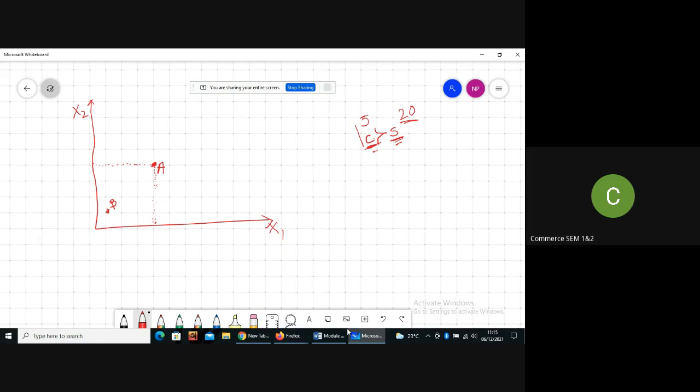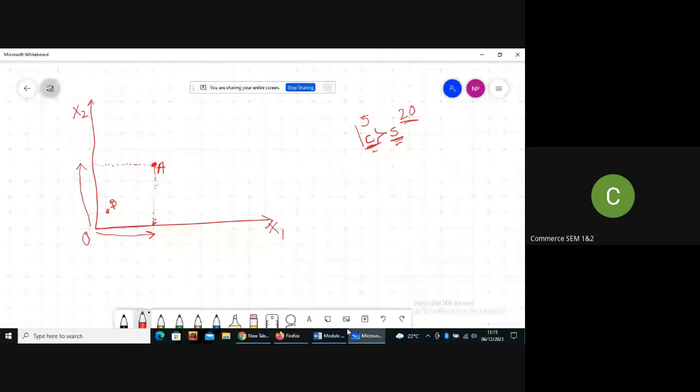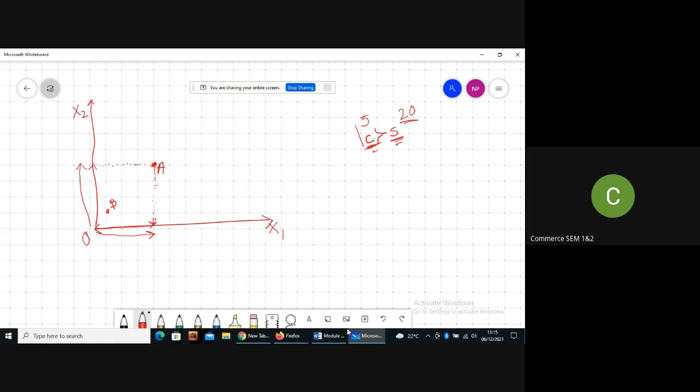If you draw a horizontal and a vertical line from this point, you get this point. So this is the distance on the x-axis from the origin, and this is the distance on the vertical axis from the origin. So this point A represents this much amount of x1 and this much amount of commodity 2.